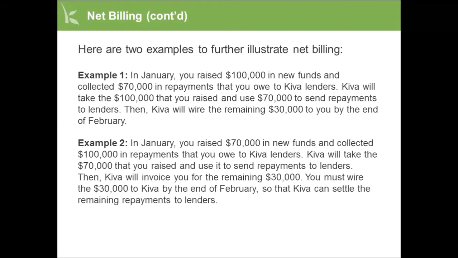Example 2. In January, you raised $70,000 in new funds and collected $100,000 in repayments that you owe to Kiva lenders. Kiva will take the $70,000 that you raised and use it to send repayments to lenders. Then Kiva will invoice you for the remaining $30,000. You must wire the $30,000 to Kiva by the end of February so that Kiva can settle the remaining repayments to lenders.